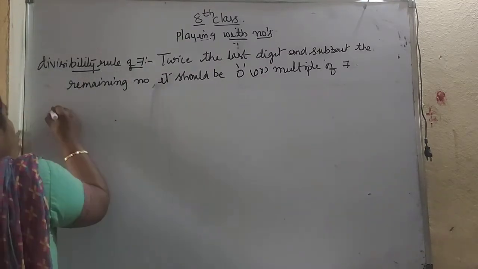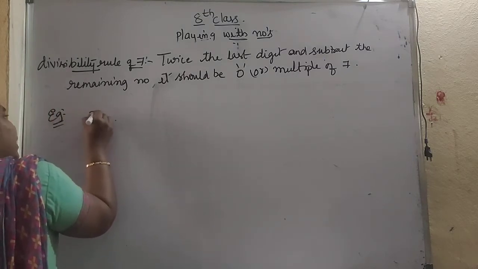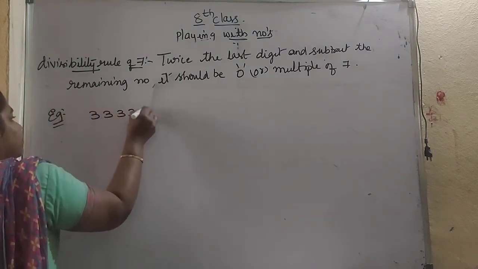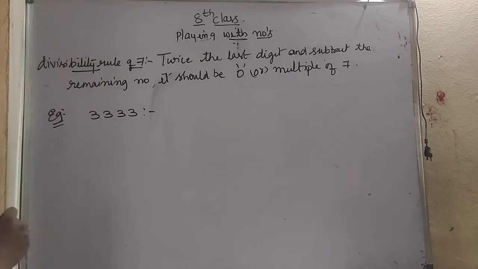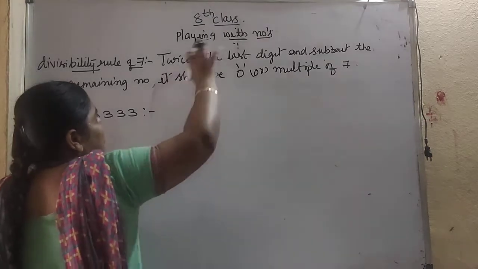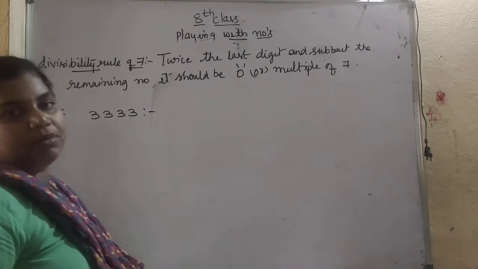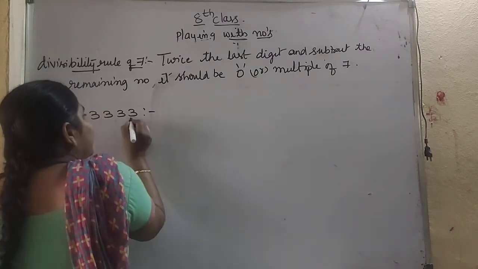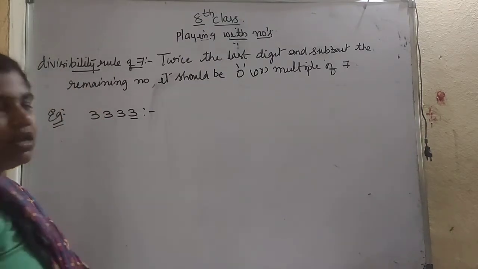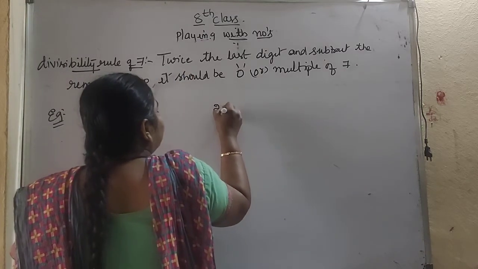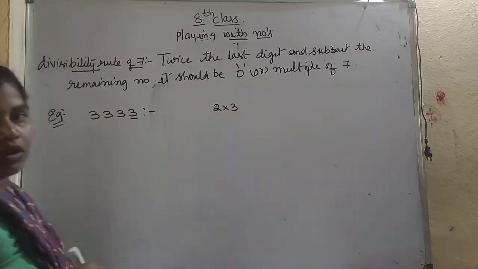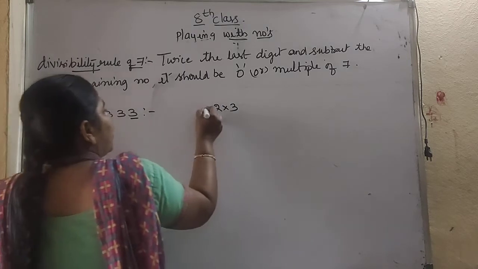So we will take one example for this. I am taking 3333. Whether this number is divisible by 7 or not, we will see. What did they tell us to do? Twice the last digit and subtract it from the remaining number. The last digit here is 3. Twice of that is 2 into 3, and that you have to subtract from the remaining number.